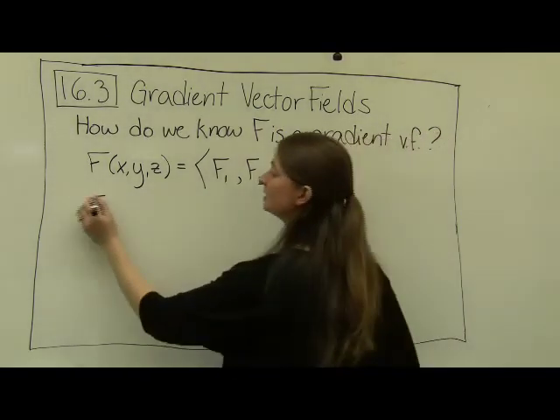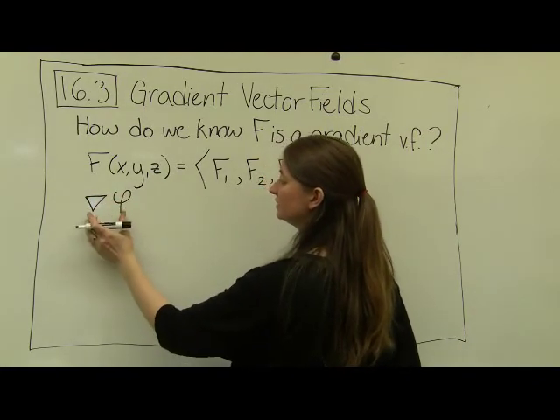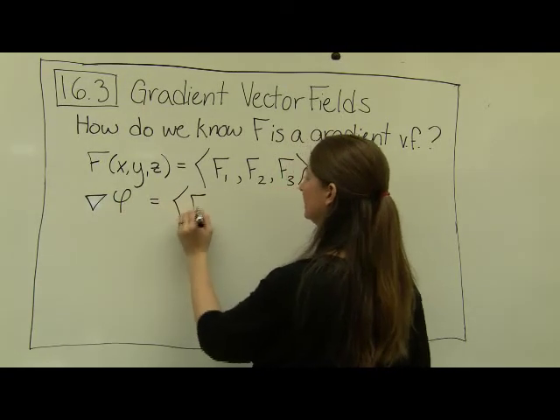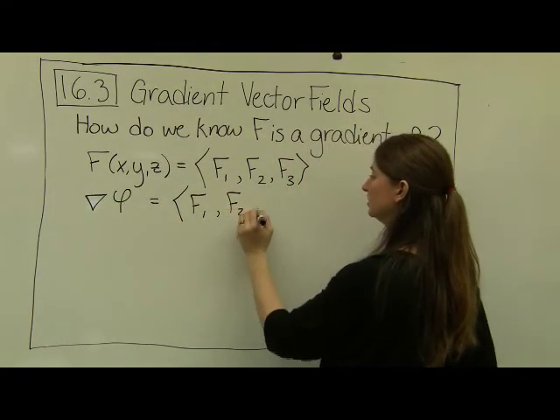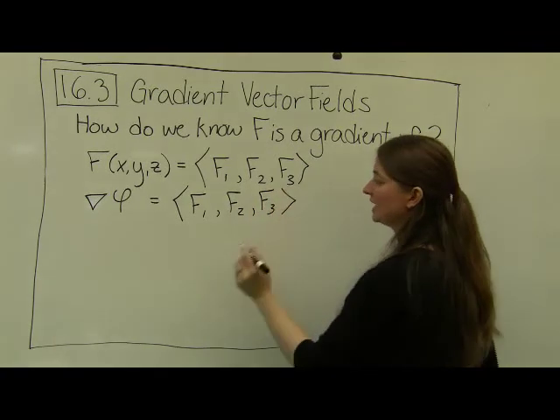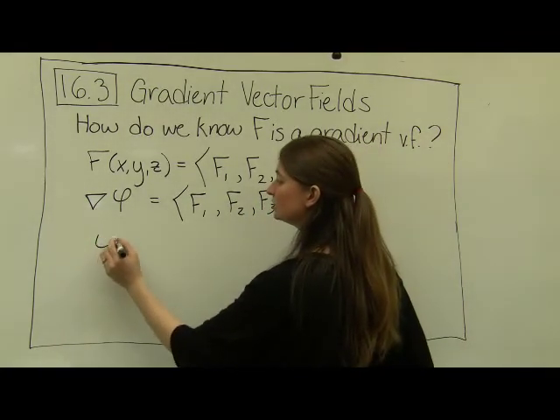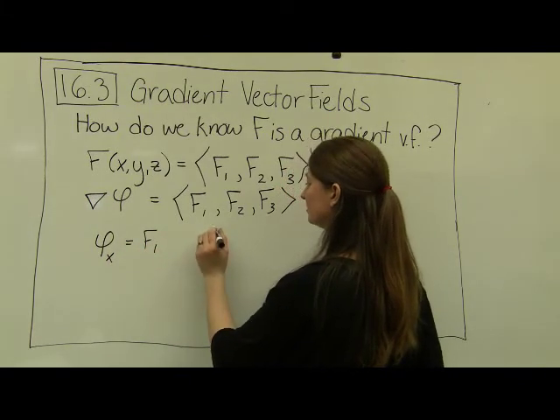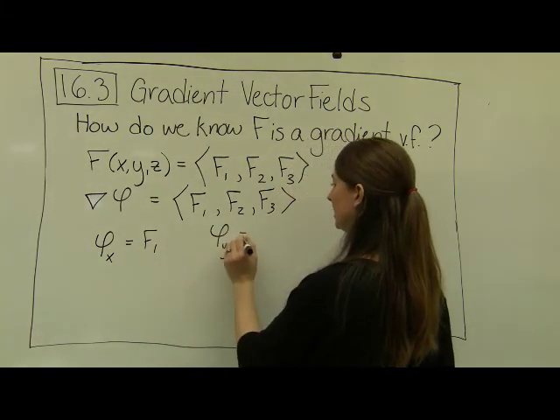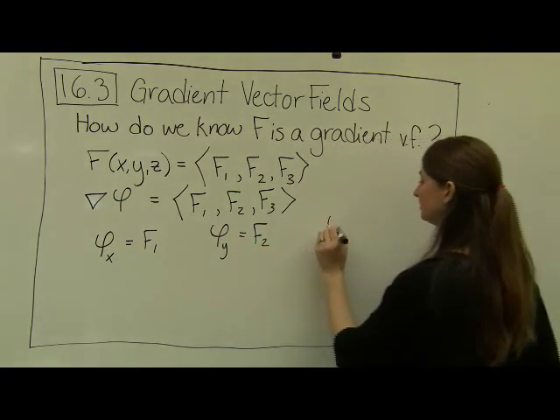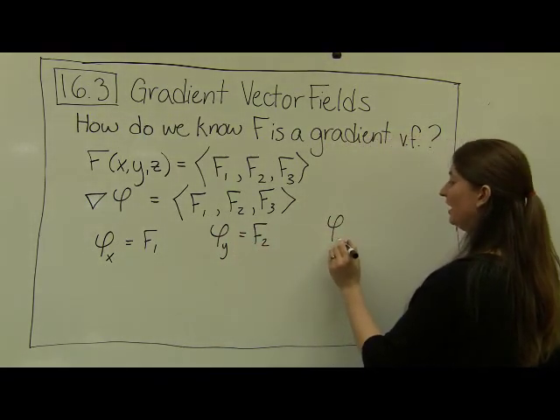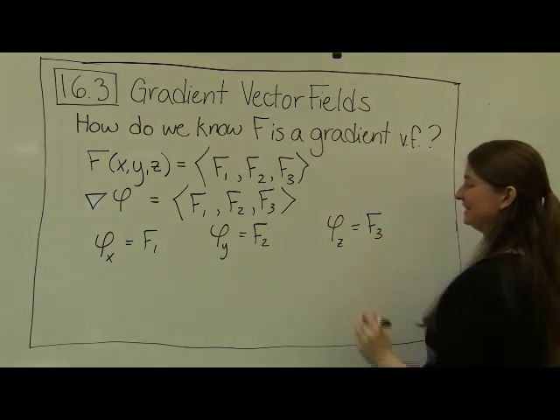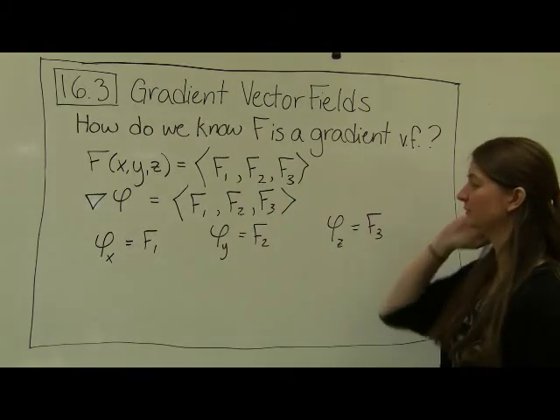Recall that for all gradient vector fields, we know that the gradient of phi is exactly equal to f1, f2, f3. And what does that give us? That gives us that my partial derivative of phi with respect to x is equal to f1. That also gives me that the partial derivative of phi with respect to y is equal to f2. And the partial derivative of phi with respect to z has to be equal to f3. This is just notational review.